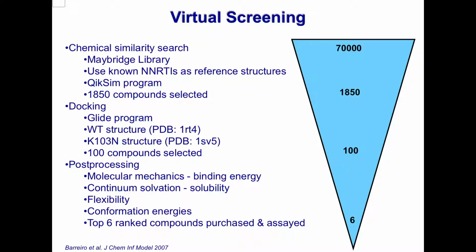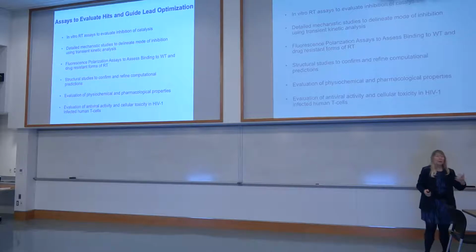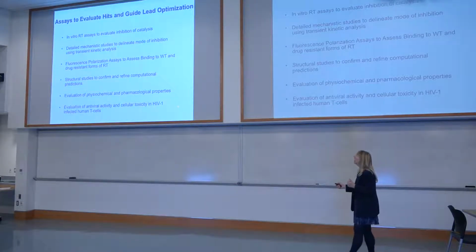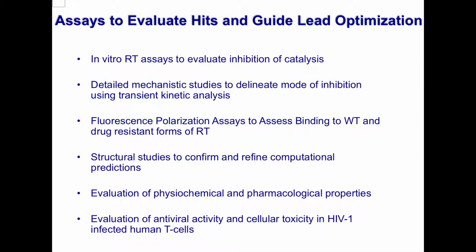So we go through this workflow to get some initial hits. And then in my lab, we have a number of strategies for assaying the compounds, and those really guide lead design. Those are the in vitro studies that I mentioned to get an idea of whether they inhibit. We can do detailed kinetic analysis, such as the experiments that I just showed you. We have some fluorescence assays where we can get binding information. And structural studies, and I'll mention a few of those in just a minute, to help us refine our computational models, and also to experimentally determine their physiological and pharmacological properties.